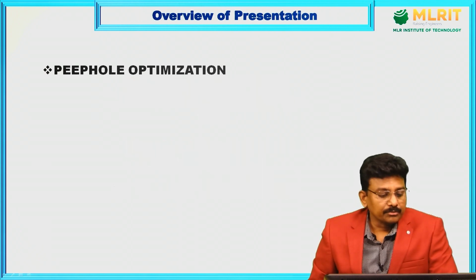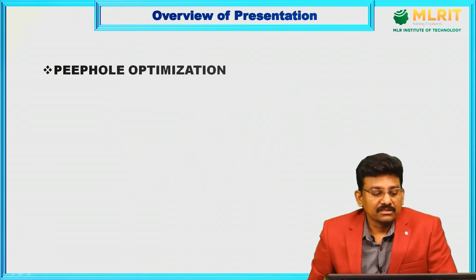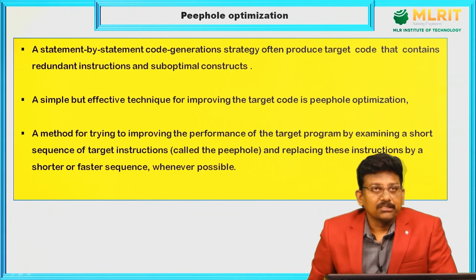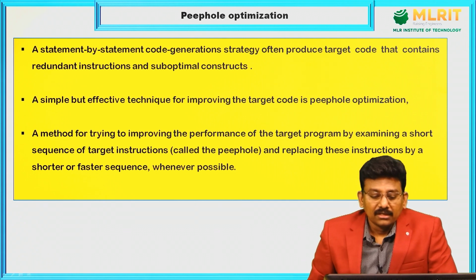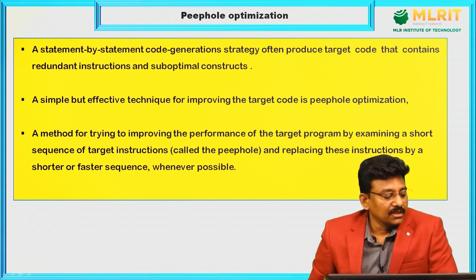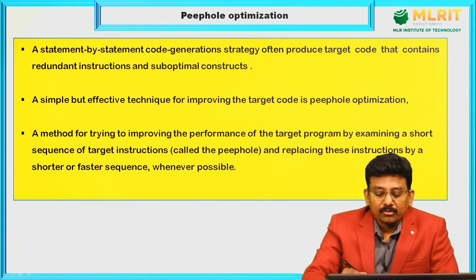Today's topic is Peephole optimization in the context of code optimization. A statement by statement code generation strategy often produces target code that contains redundant instructions and suboptimal constructs. Here, the code may contain redundant instructions, that is, the statements may be repeated. A simple but effective technique for improving the target code is Peephole optimization.